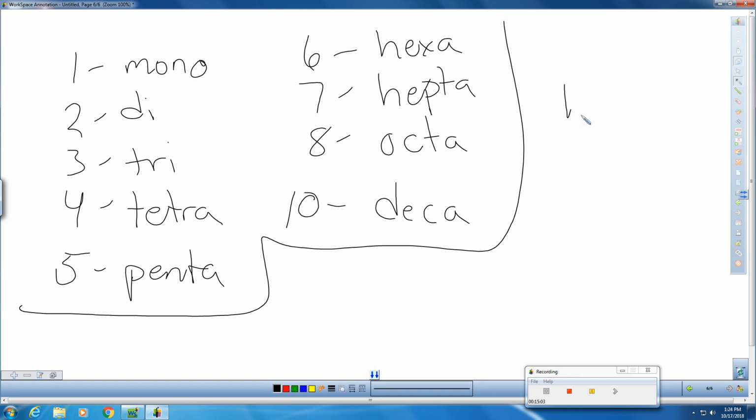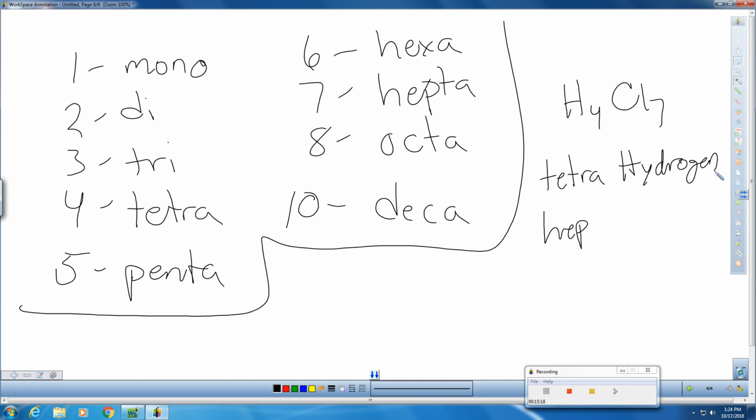So if you had something like H4Cl7, this would be tetrahydrogen. Don't change the first name, heptachloride. And again, if you know the name, it tells you exactly what the formula should be. If you know the formula, you should be able to write out what the name actually is. And that's, again, for covalent bonding.